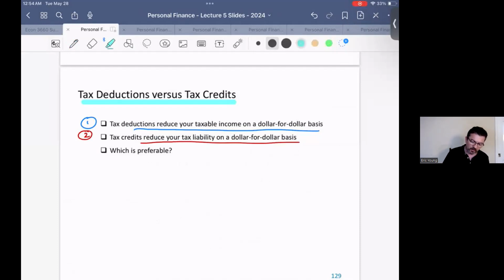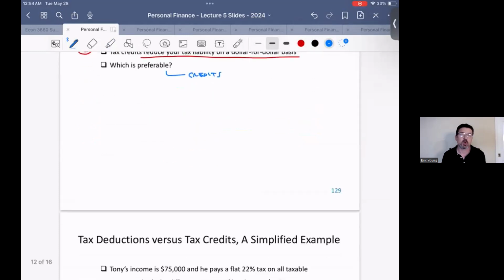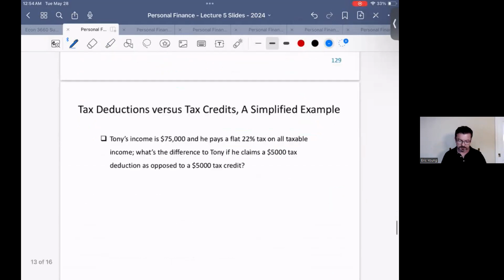Now, people who don't know the difference would say, oh, they're one and the same, but they're really not. Which one is preferable? The answer is whenever possible, you want to take credits over deductions. You don't have a choice generally, but if you ever have a choice of a credit or a deduction, you take the credit. And let me try to prove that to you with some very simple math. Let's do a simple example.